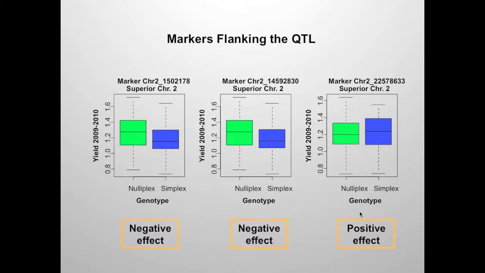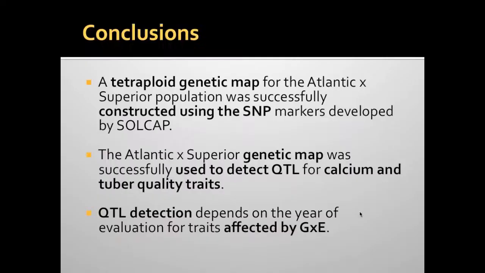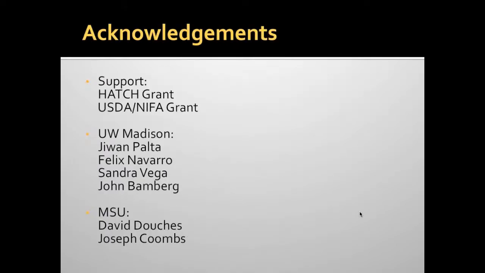And as I have said, there is a lot of information that we can get using this map and using the QTL analysis, and we can discuss a lot about it, but it was just an example that I wanted to show. So using the SolCAP SNPs, I could make a tetraploid map, and I also could use it successfully to identify QTLs. And we can see also that these QTLs are affected by genotype-environment interactions. And well, that's all my presentation.